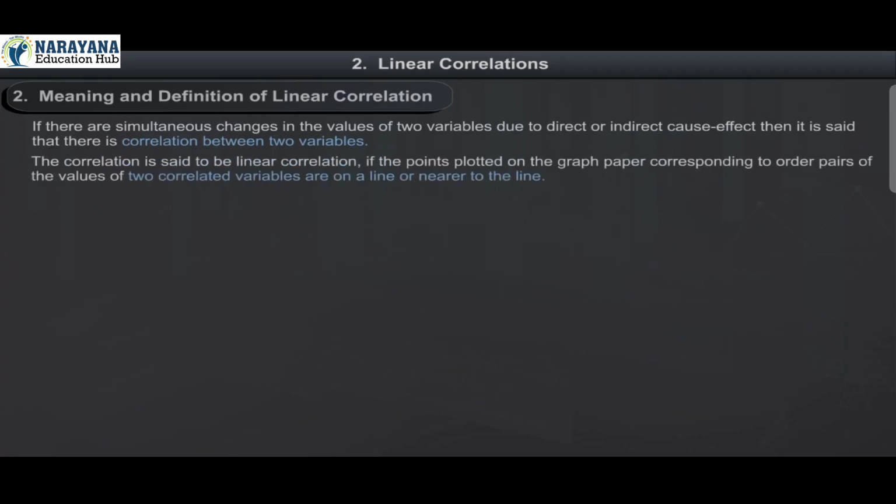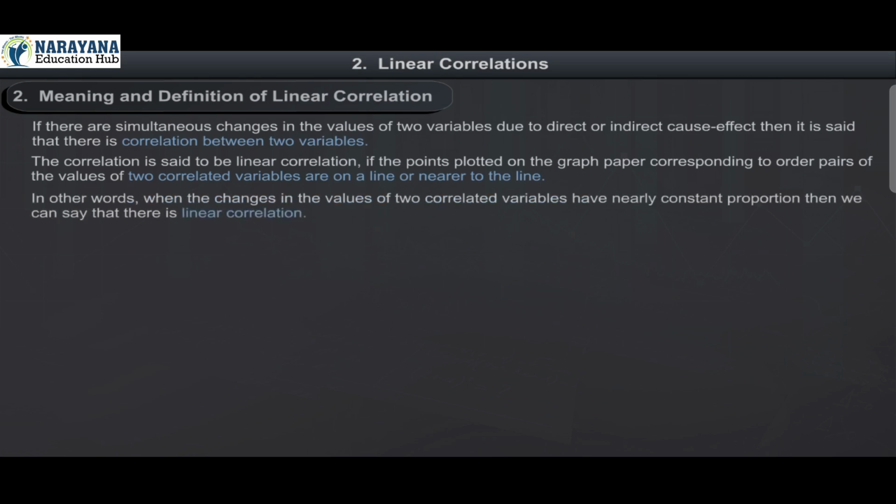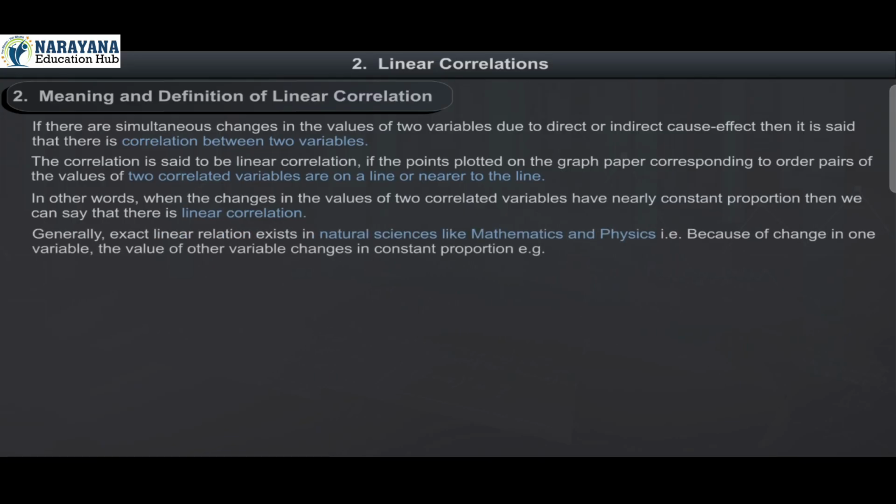The correlation is said to be linear correlation if the points plotted on the graph paper corresponding to ordered pairs of the values of two correlated variables are on a line or nearer to the line. In other words, when the changes in the values of two correlated variables have nearly constant proportion, then we can say that there is linear correlation. Generally, exact linear relation exists in natural sciences like mathematics and physics. That is, because of change in one variable, the value of the other variable changes in constant proportion.